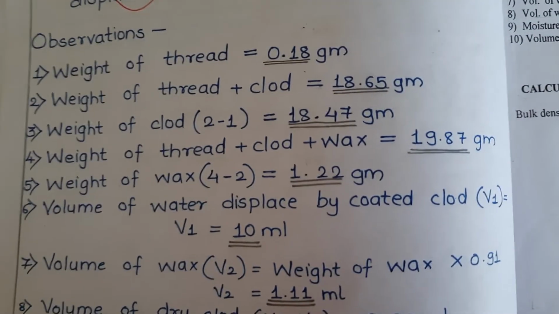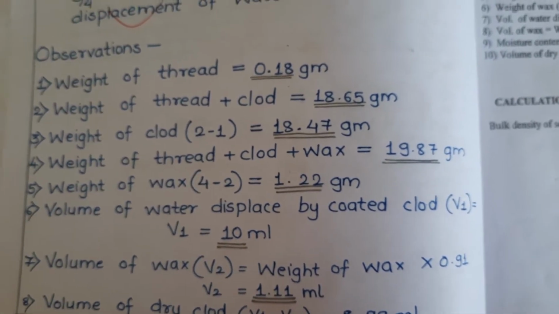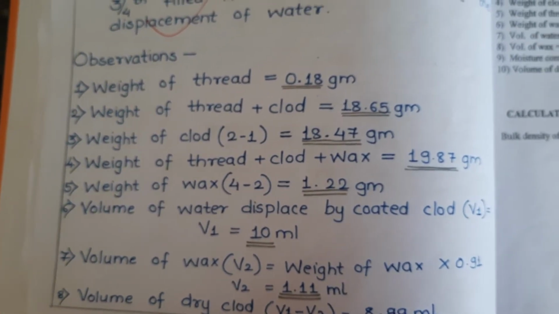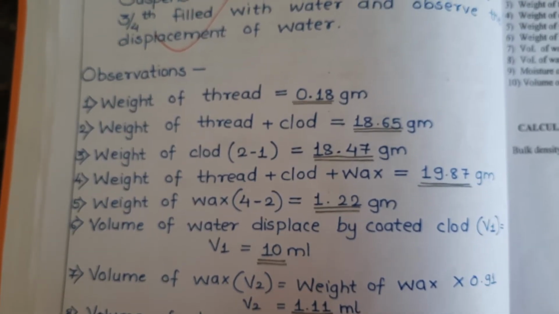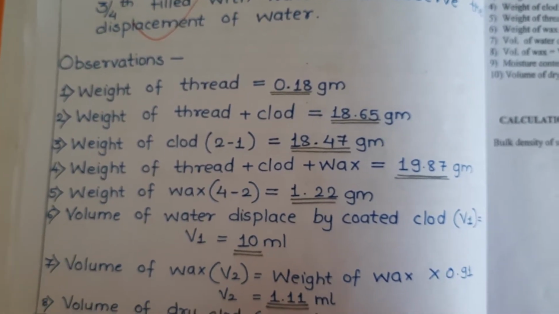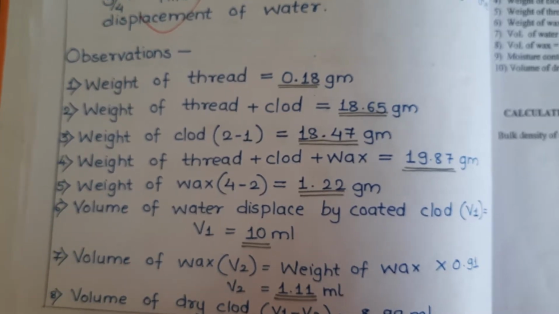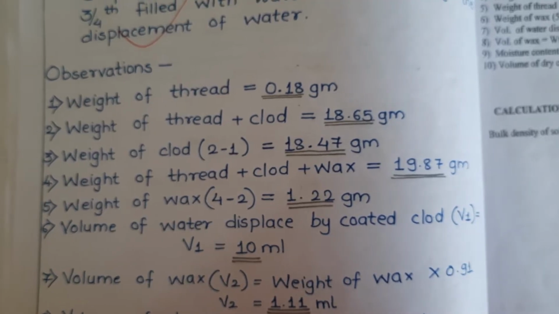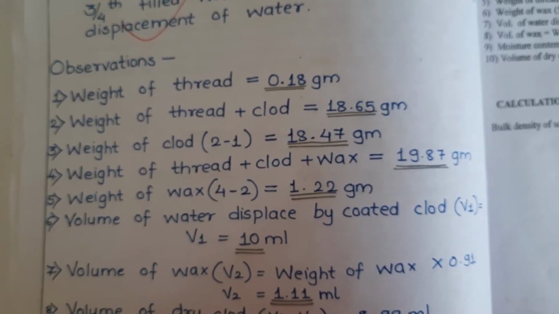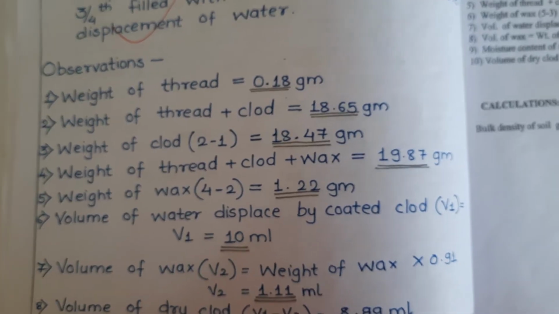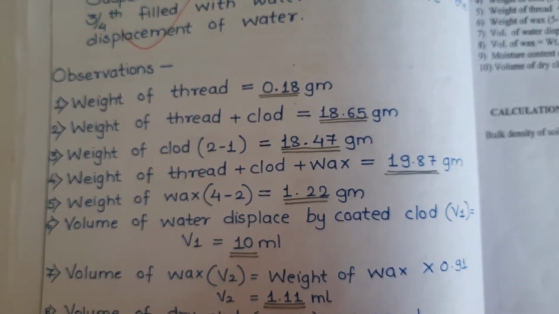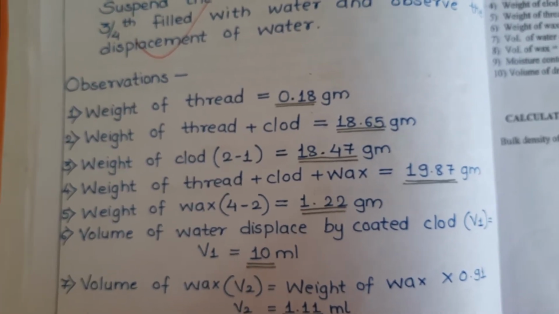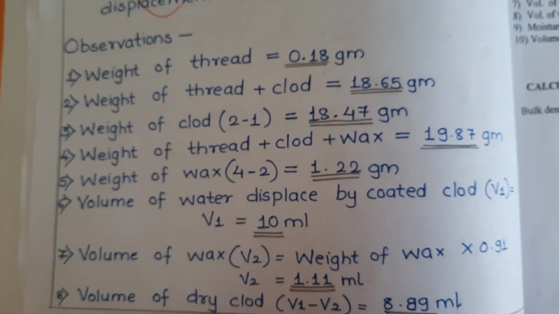Here you can see observations noted. First, weight of thread, then weight of thread plus clod, then weight of clod, next weight of thread plus clod plus wax, and from this you can calculate the next observation, that is the weight of wax. Next you have to note here the volume of water displaced by coated clod, that is in ml.